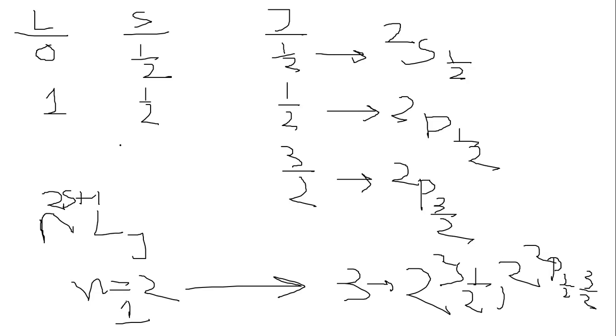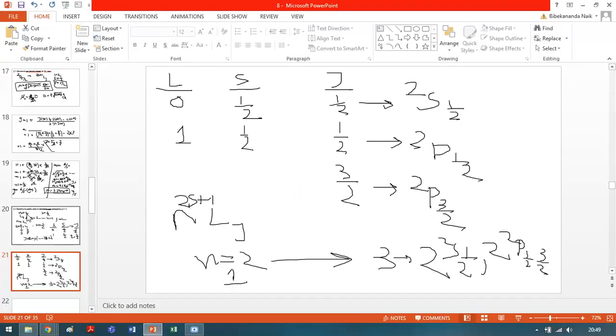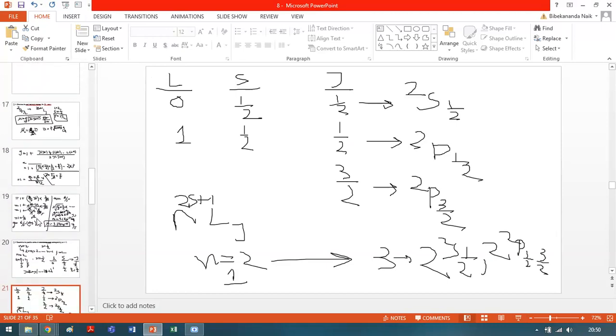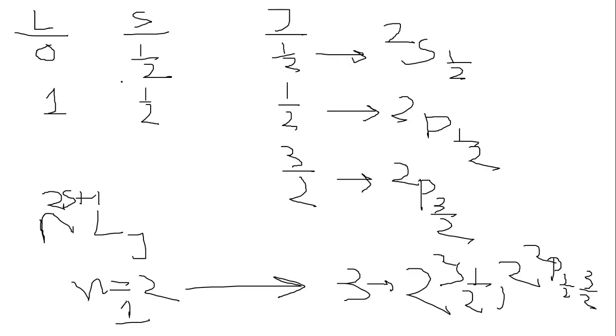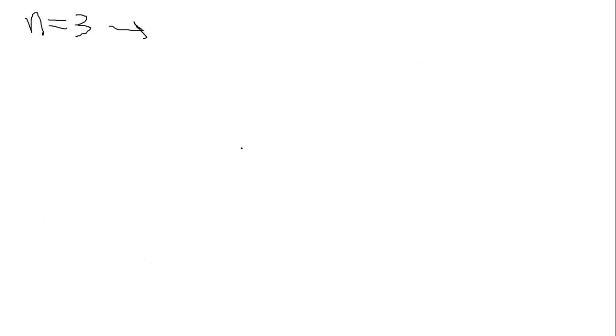So does anyone have any doubt regarding this question? What we can do is solve another question like this. Suppose I again tell you n equal to 3. Can anyone tell me, if n equal to 3, then what will be the different number of states? For n equal to 2 we got these things, but for n equal to 3, what will we get?